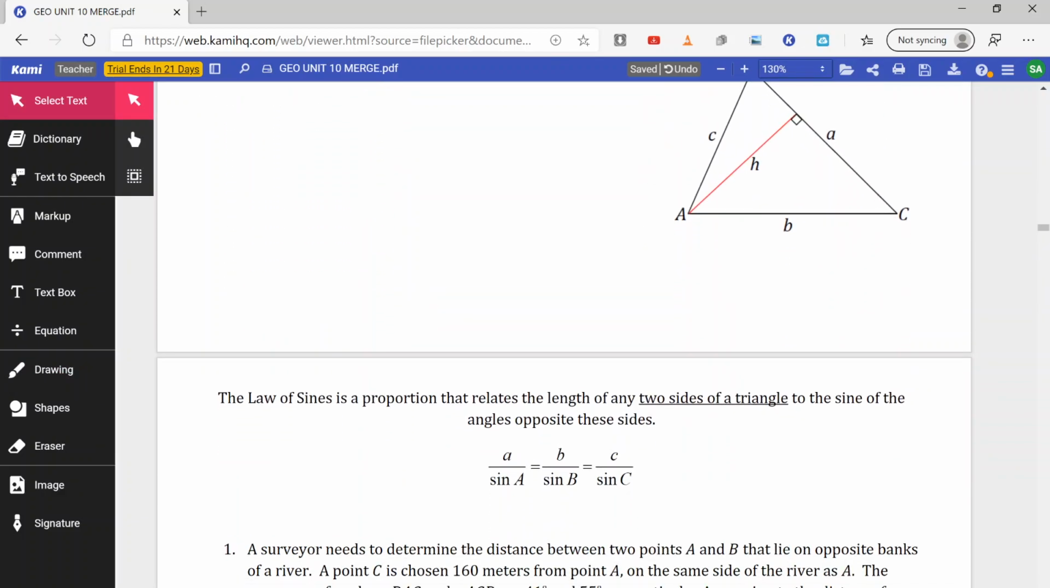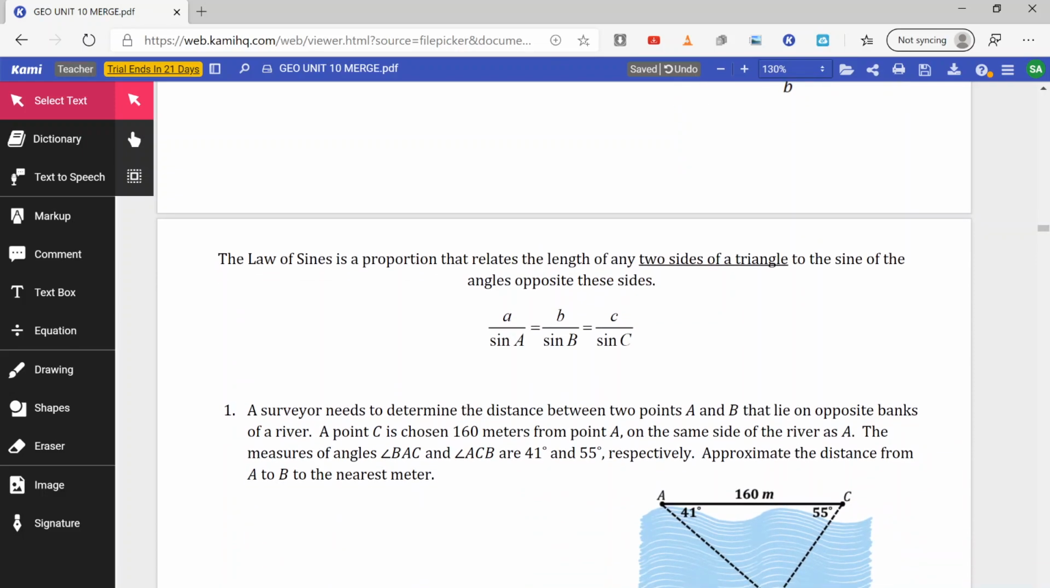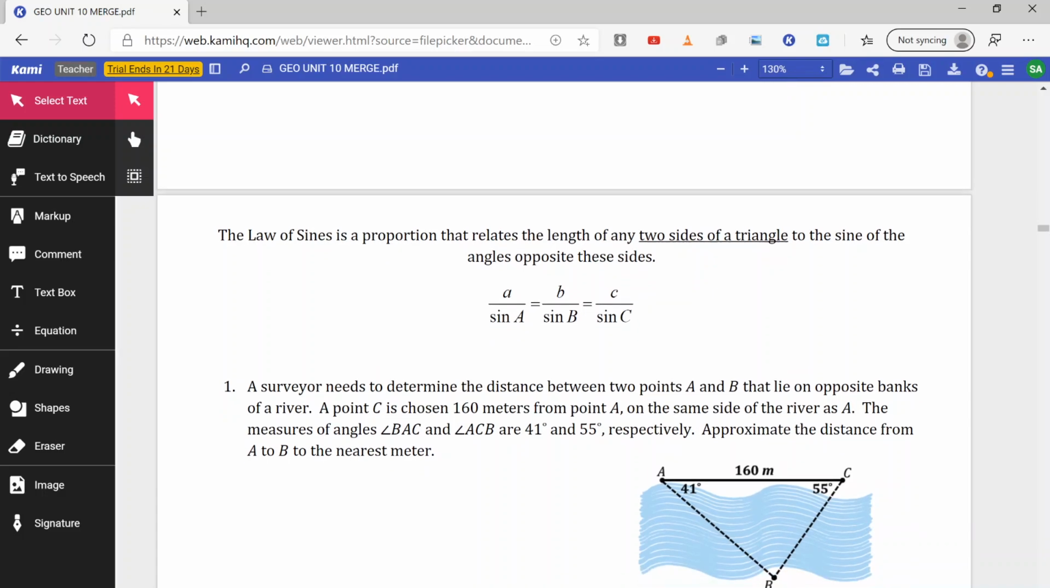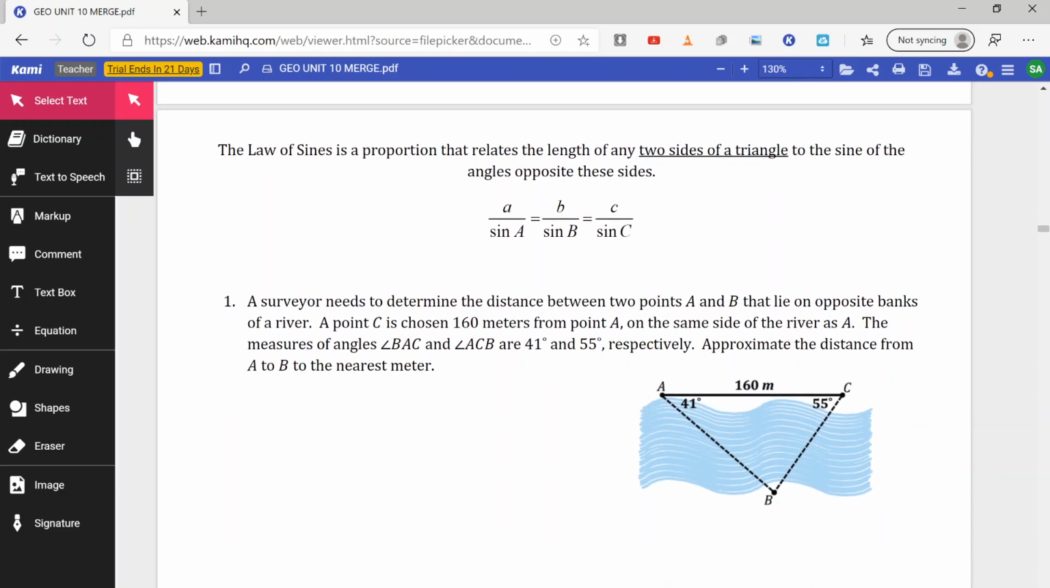Now, the law of sine is basically a proportion. It relates the length of any two sides of a triangle to the sine of the angles opposite. So a over sine of A equals b over sine of B equals c over sine of C. So we can use that law of sine to create a proportion and figure out any one of the missing pieces. So again, we have three pieces here. If I'm dealing with the fractions dealing with A and B, as long as I have 3 out of the 4, I can figure out the missing piece.